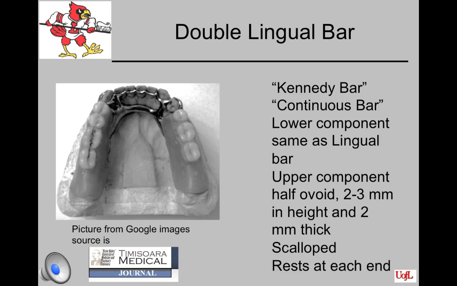Another type of major connector not seen very often is the double lingual bar. It's sometimes called the Kennedy bar or the continuous bar. The lower component of that major connector is similar to our lingual bar. It has the same shape, which is half pear-shaped, and it avoids the marginal gingiva by a minimum of 3 to 4 millimeters. The upper component is half ovoid, and it's 2 to 3 millimeters in height and 2 millimeters thick. The upper border should be scalloped, and you will find a rest at each end of this major connector to support that partial denture from moving in an apical direction.